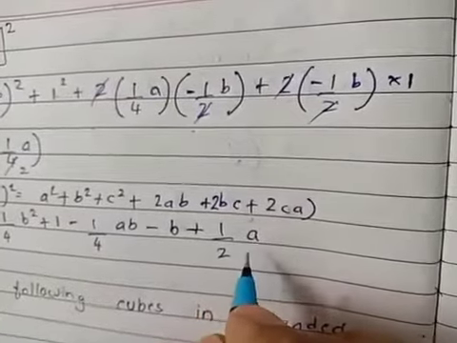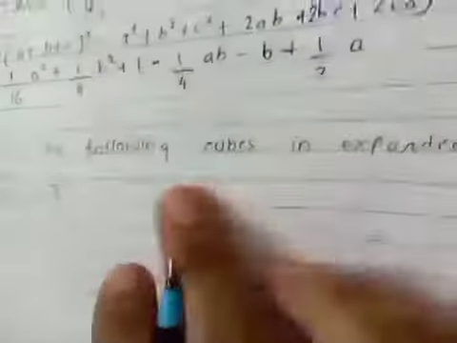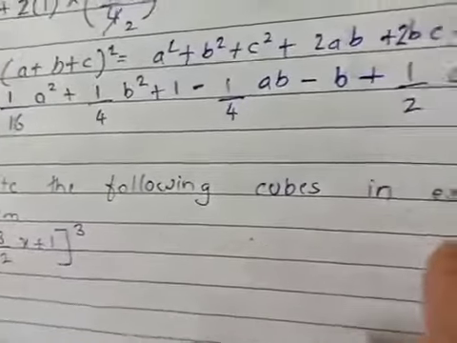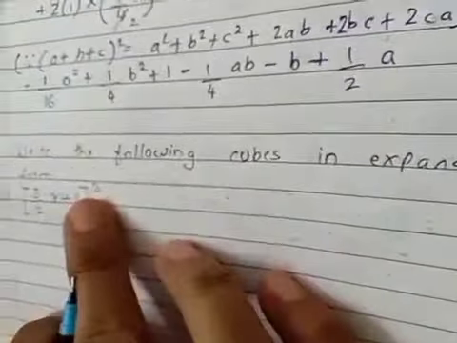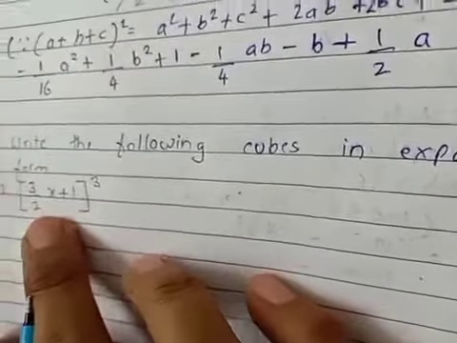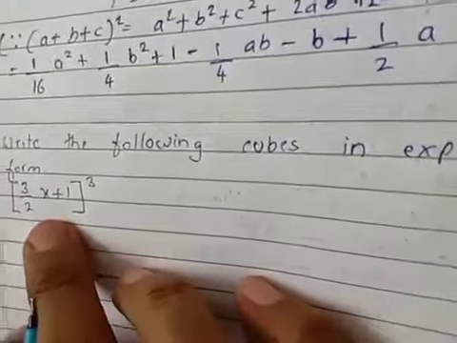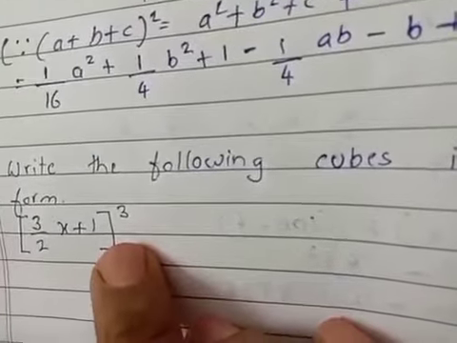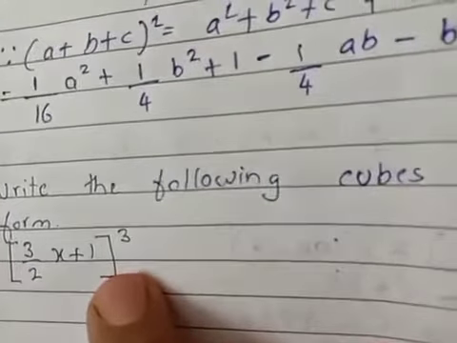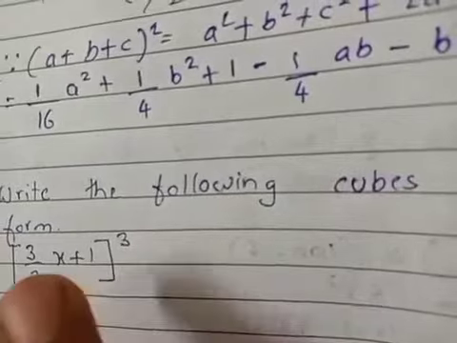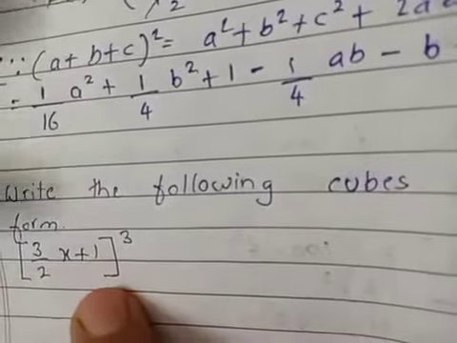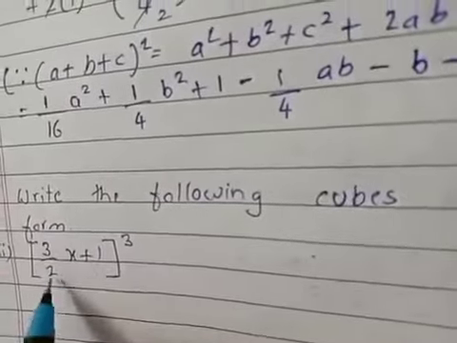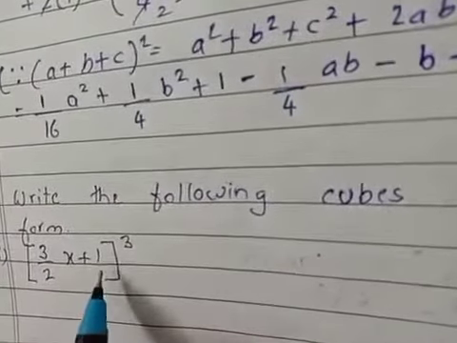Now let's solve 6th exercise. Write the following cubes in expanded form. 3/2 x plus 1 the whole cube. Now here it is in the form of cube, so you will see it as a plus b the whole cube. This is a, 3/2 x is a and b is 1.